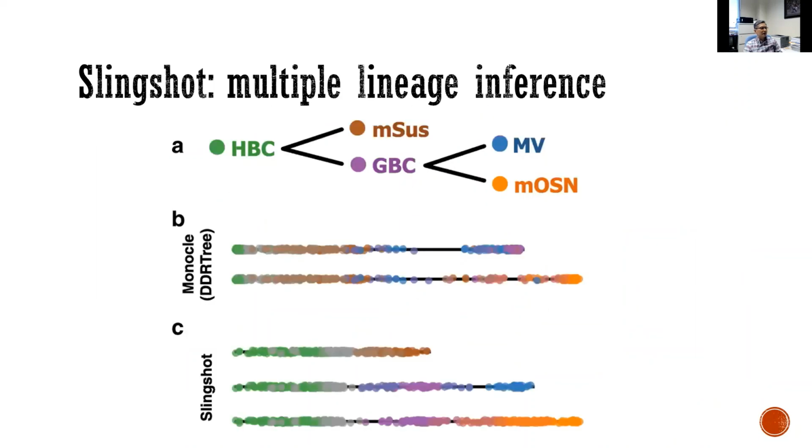And then they have some examples to show that Slingshot can do analysis for all the 3 trajectories, and Monocle may only recover 2.